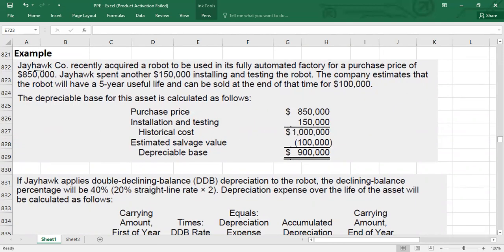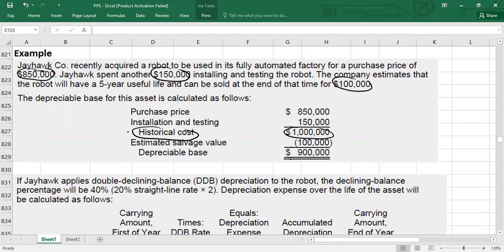A Jayhawk company recently acquired the asset. The cost is 850,000. Installation and testing cost is 150,000. So this is your total asset cost, which is $1,000,000. Salvage value is $100,000.